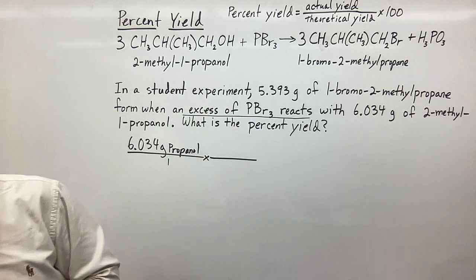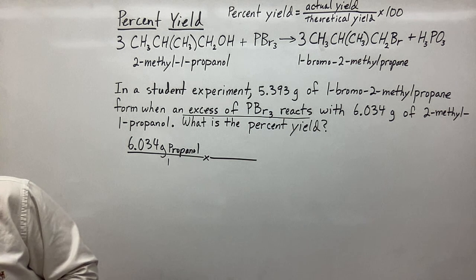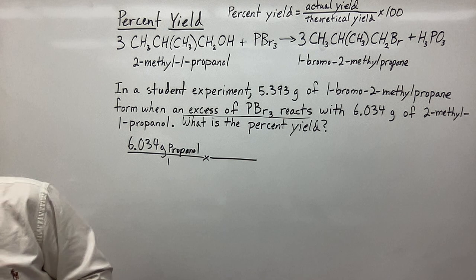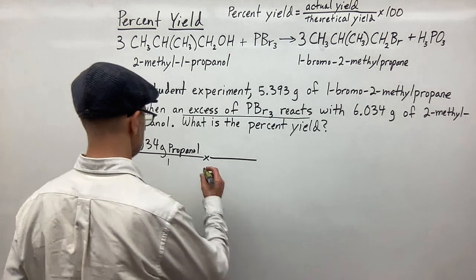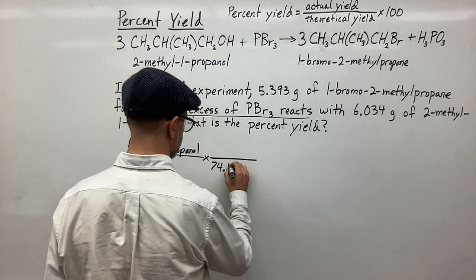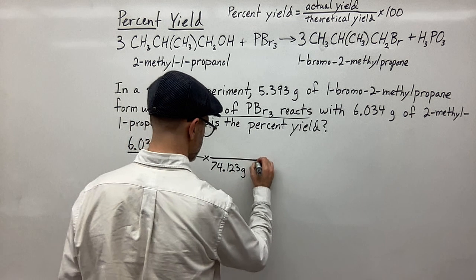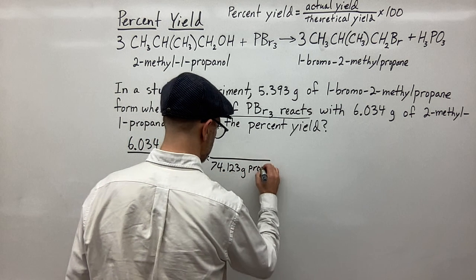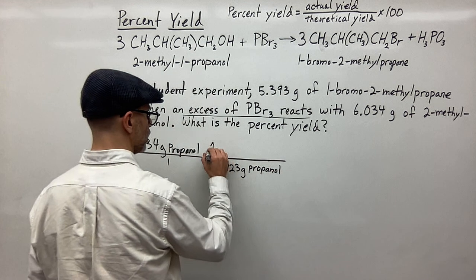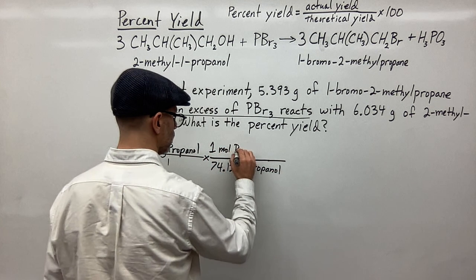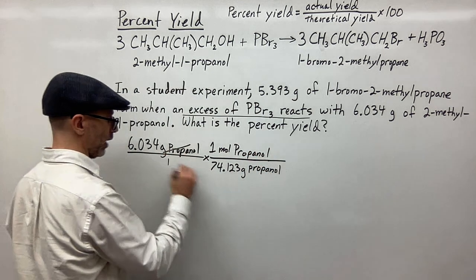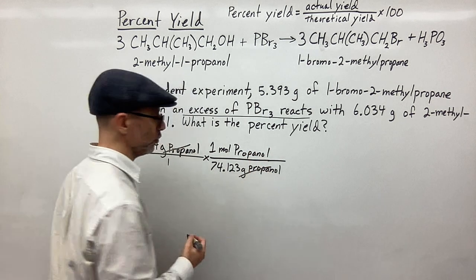So the molar mass of the propanol is 74.123. So we have 74.123 grams of the propanol, and that's going to be 1 mole of the propanol on top. So grams of the propanol cancels out. We have moles of propanol.